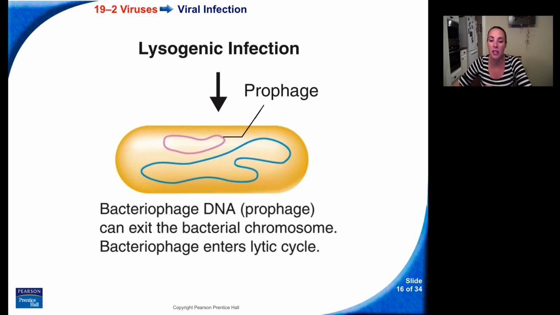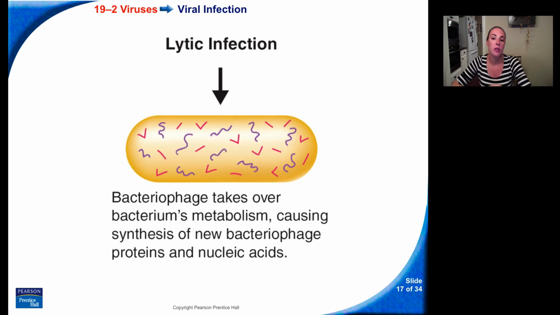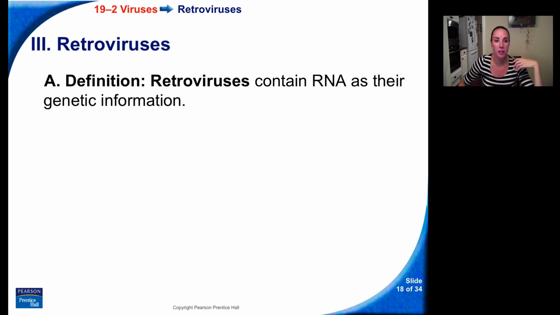Bacteriophage DNA can exit the bacterial chromosome, and the bacteriophage enters the lytic cycle. So now it goes to the lytic cycle, the same as we saw before. It takes over the bacterium's metabolism, causing the synthesis of new bacteriophage proteins and nucleic acids. So once it makes millions and millions of copies of its DNA in different cells, now that DNA can take over the host cell and make more viruses.